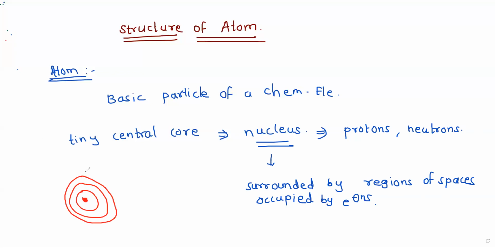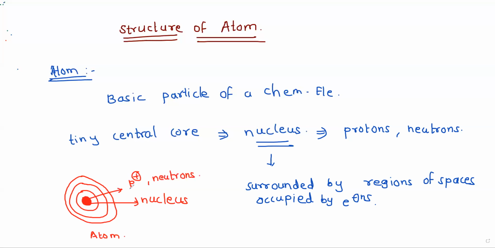Consider these diagrams circular. So first of all, this is basically the atom. This is the central part. This is the tiny central core, which we call the nucleus. And we already said the nucleus consists of protons and neutrons. So this nucleus is made up of protons and neutrons.